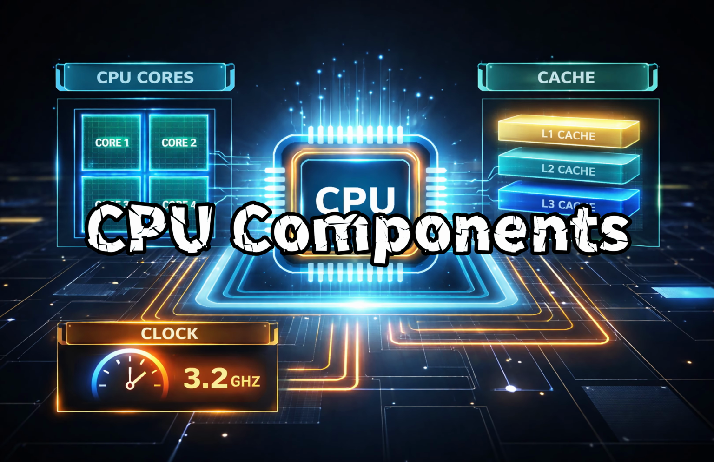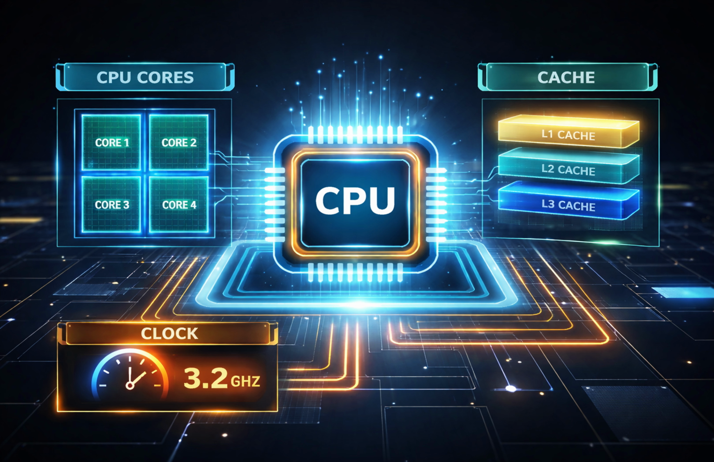CPU components. Let's break down what's inside a CPU. Cores. Think of each core as a mini brain. The more cores you have, the more tasks your CPU can handle at the same time. Modern CPUs can have 8, 16, or even more cores. Threads. Threads let cores handle multiple tasks simultaneously. It's like having a to-do list for each core.